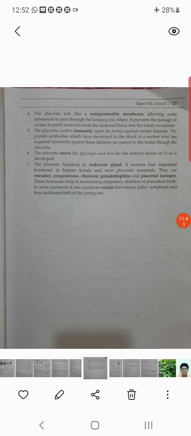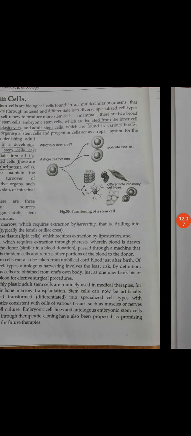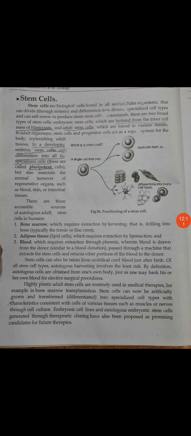Last one, the placenta functions as an endocrine gland. This is also very important. It secretes four important hormones in the human female and most placental mammals: estradiol, progesterone, chorionic gonadotropin, and placental lactogen. These hormones help in maintaining the pregnancy and preventing absorption or premature birth, and in some mammals it also produces relaxin that relaxes the pubic symphysis and thus facilitates the birth of the young ones. So, these functions are very, very important. Okay, next time we will see stem cells. This is also very important. Okay, thank you.